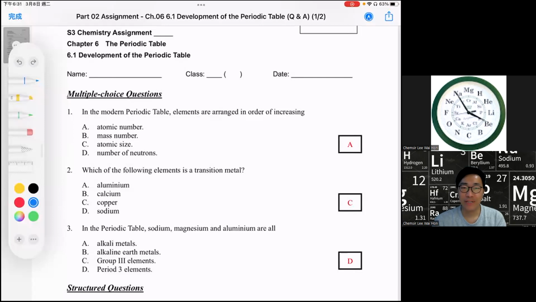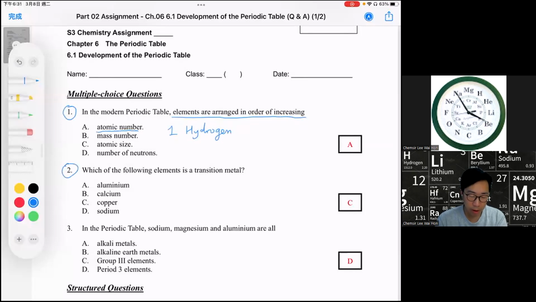This video clip is to discuss with you the latest assignment on the chapter periodic table. So let's look at multiple choice question number 1 first. This is a straightforward question. In the modern periodic table, elements are arranged in order of increasing atomic number. For example, number 1, hydrogen, number 2, helium, and so on.